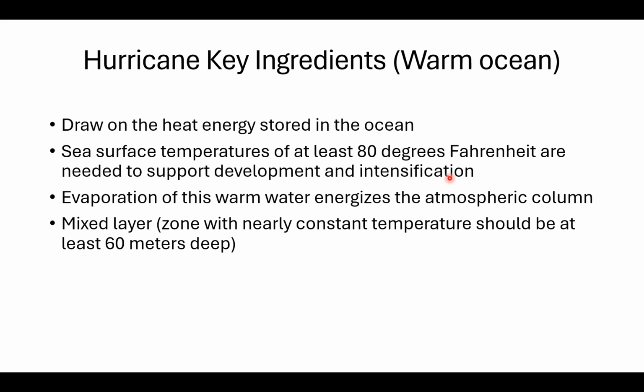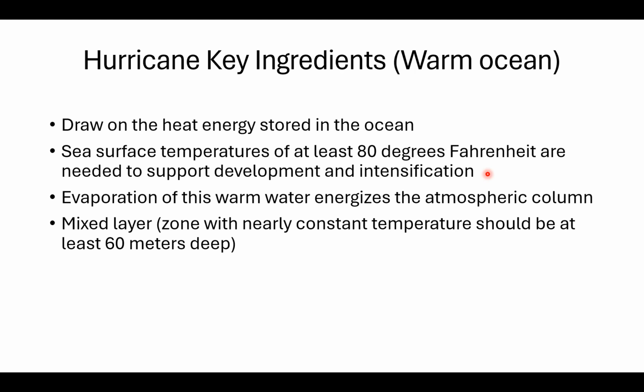Warm ocean, another key ingredient. The hurricanes draw on that heat energy stored within the ocean. You want sea surface temperatures of at least 80 degrees Fahrenheit to support the development and intensification of hurricanes. A lot of times you'll see hurricanes that are really strong, and then as they move poleward towards the north in the northern hemisphere, they start to weaken because they start encountering cooler waters that are below 80 degrees Fahrenheit.